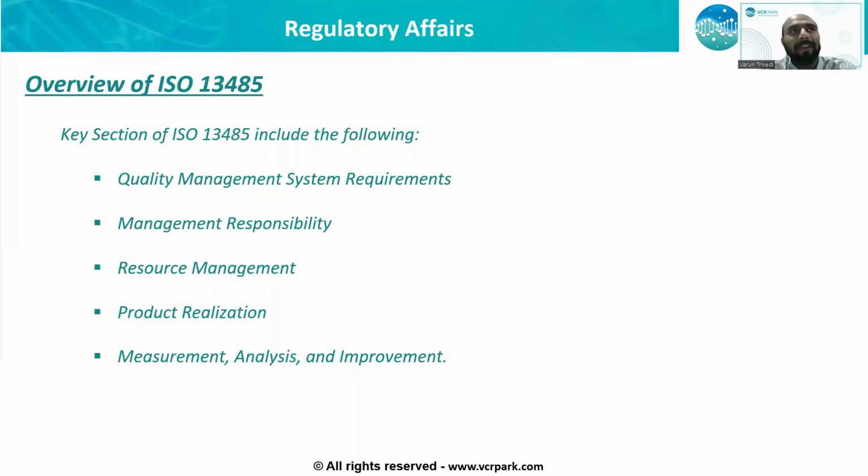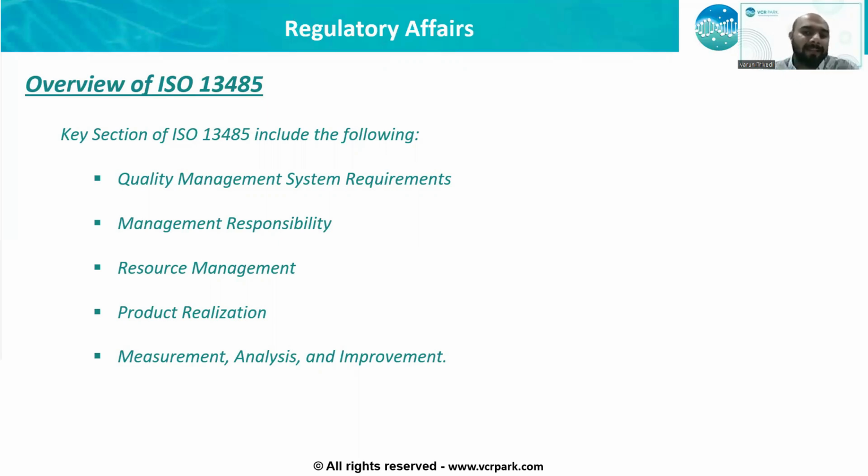So there are 5 key clauses, because these are the 5 clauses on the basis of which any organization will define the different applicable processes with respect to 13485. What are these clauses? It is related to quality management system requirements. We will look into all of these in detail in the subsequent slides. Management responsibility, resource management, product realization, and in the end, measurement, analysis, and improvement.